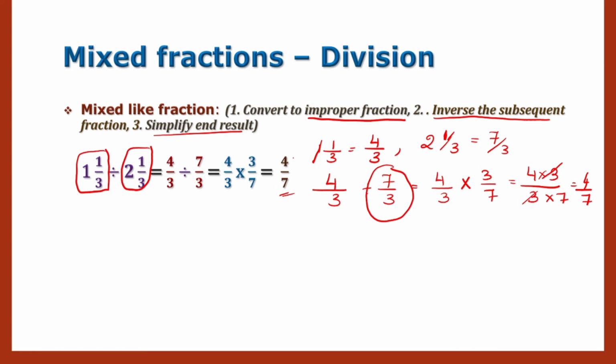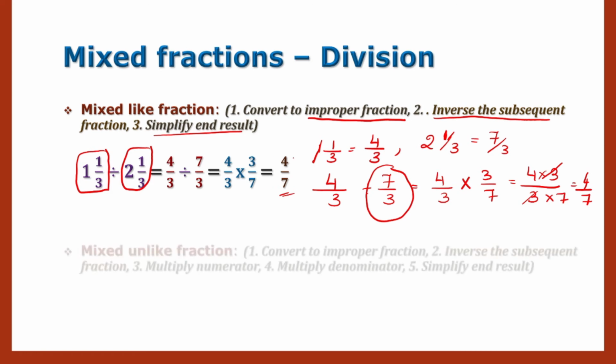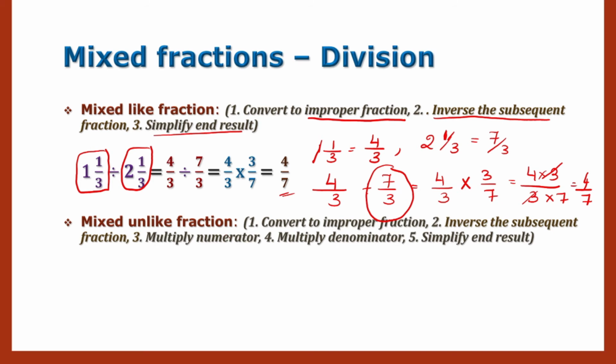Now let's see an example for mixed unlike fractions. Always when you get a mixed fraction, you always have to convert it into an improper fraction. So that is our first step. And then we have to take the inverse of the subsequent fraction. We multiply the numerator and then we multiply the denominator. We simplify the end result.